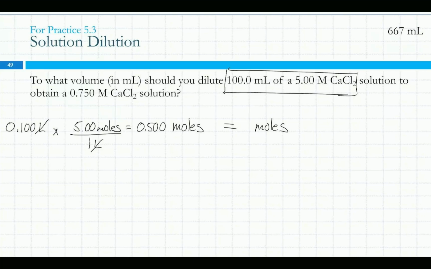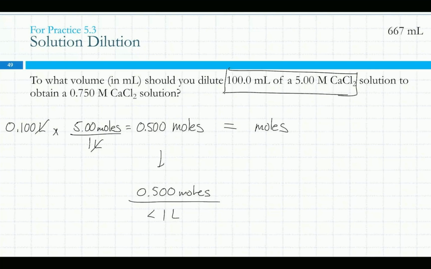So do I need to add, let's think about it like this. If I added 0.500 moles to 1 liter, what would my concentration be? 0.5 molar. I want 0.75 molar. So should I add less or more water? In this case, our amount of moles is fixed. So we can't change the number of moles. We're just going to change how much water I add to it. So we need to make this something less than 1 liter.